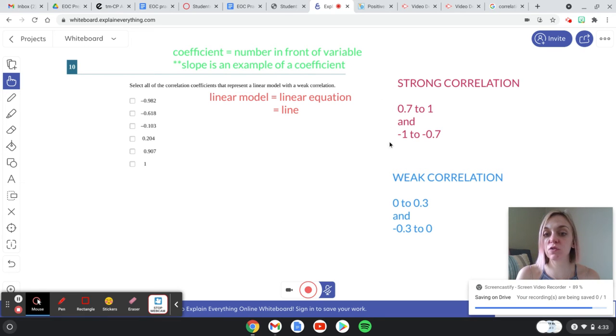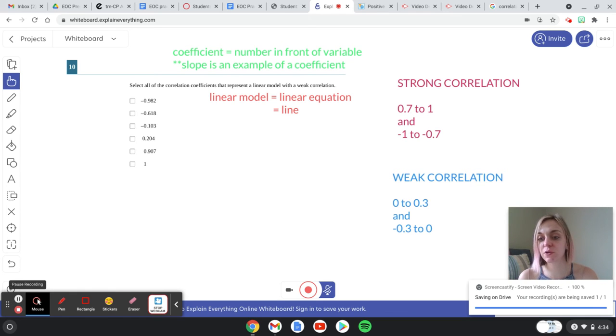So if we're thinking about strong correlations or two variables that are really closely related, we would want our coefficient to be between these numbers, either 0.7 to 1 or -1 to -0.7. Even though this is negative, this shows a strong correlation. Now, something with a weak correlation would be between two variables that don't really have much to do with each other. So go ahead and put these values in your notes.